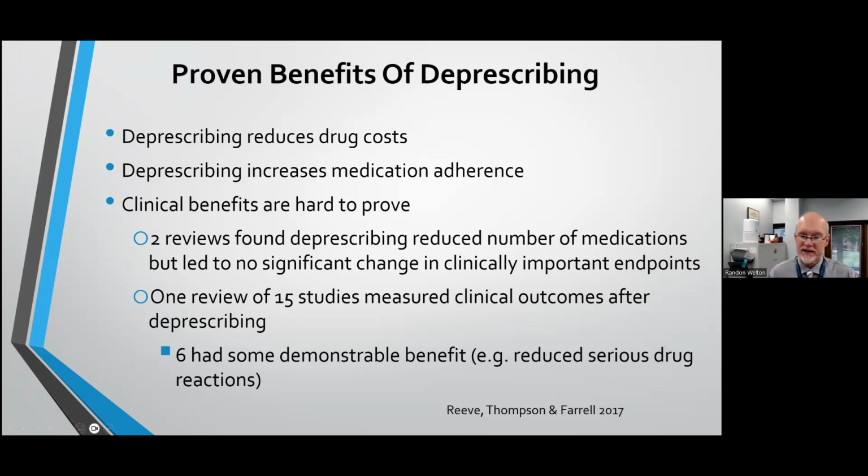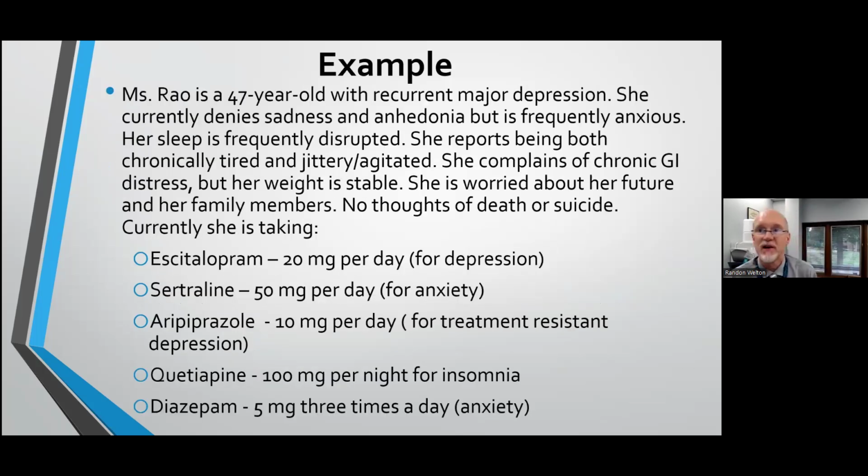So we're going to use an example as we talk about deprescribing and how and why to do it. This is not a real patient. This is all hypothetical, so no worries here. Miss Rao is a 47-year-old with recurrent major depression. She currently denies sadness and anhedonia, but is frequently anxious. Her sleep is frequently disrupted. She reports being both chronically tired and jittery and agitated throughout the day. She complains of chronic GI distress, but her weight and appetite are stable. She worries about her future and her family members, but is not tremendously overwhelmed by it. No thoughts of death or suicide.